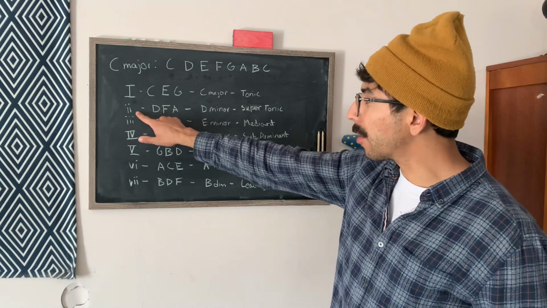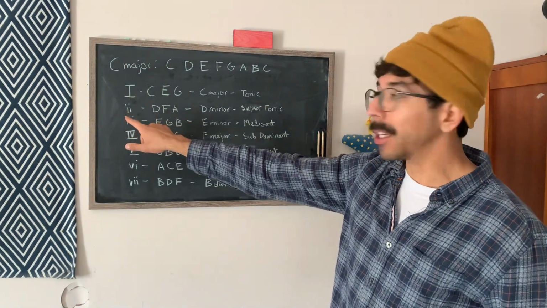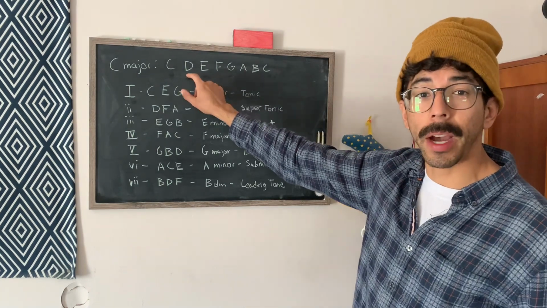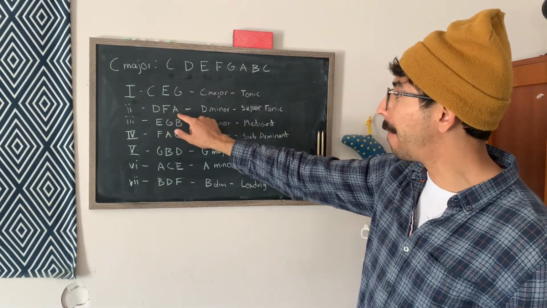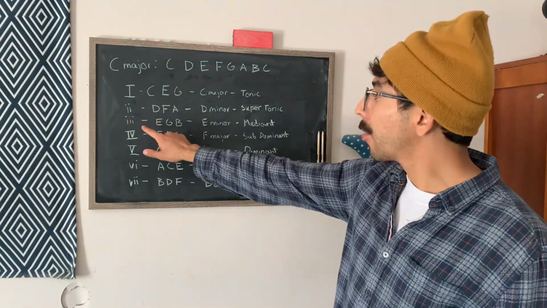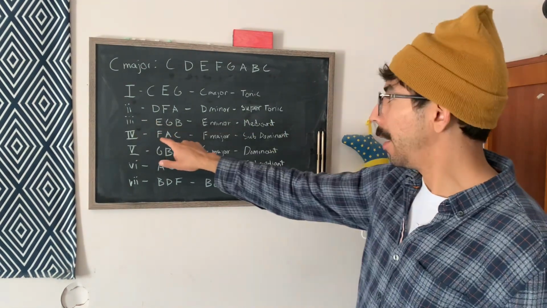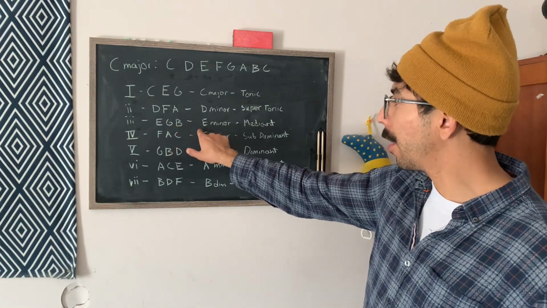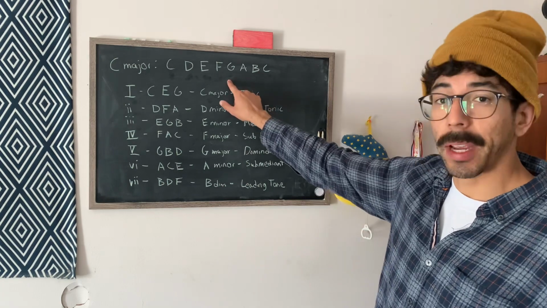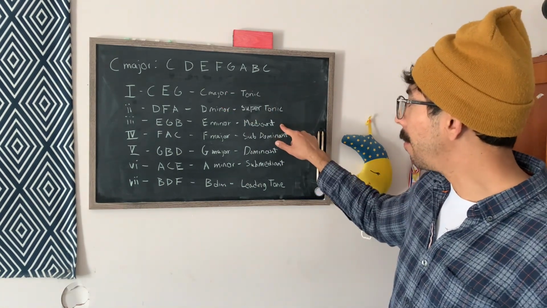Next comes the second degree. I wrote this in lowercase because it is a minor chord, and it is the chord of D minor, which is built from D, F, and A, and that is known as the supertonic. And the third degree is also minor, and it is the E minor chord, and it's built from E, G, and B from the C major scale, and that is called the mediant.